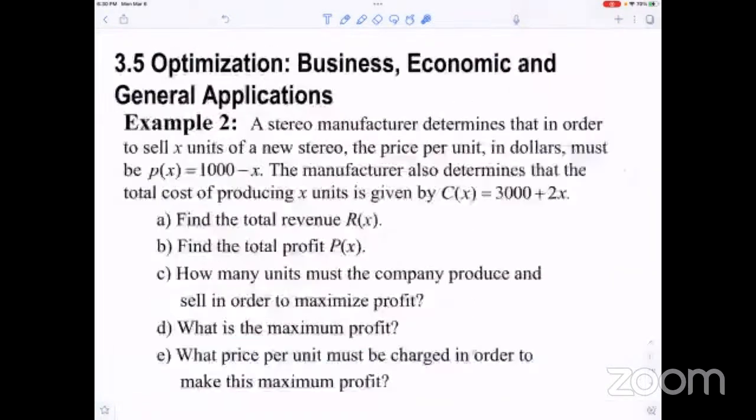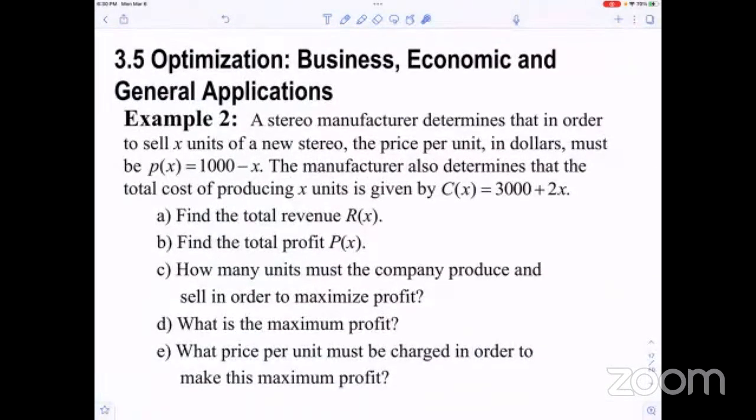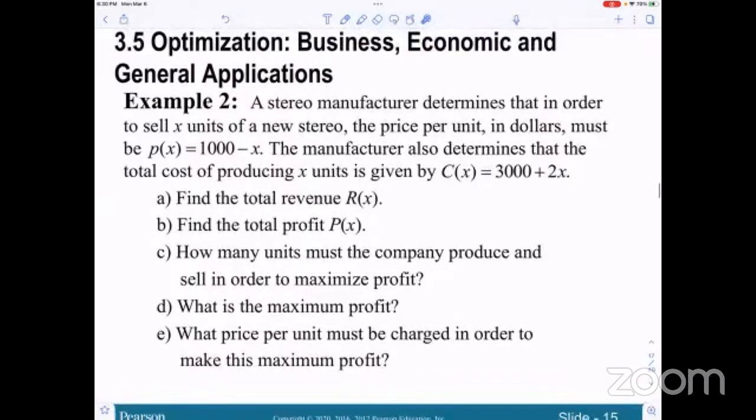So the price per unit, our P of X, was given as 1,000 minus X, and the cost, C of X, is 3,000 plus 2X. So first we're asked to find the total revenue.